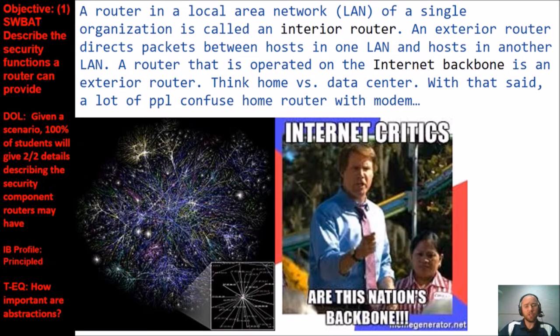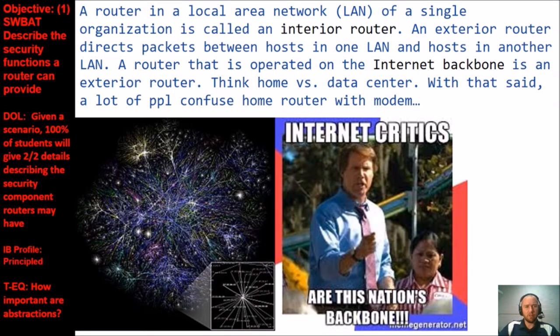Okay, so a couple more things about routers. You could try to figure out where on the OSI model a router would be. Now it says a router in a local area network of a single organization is called an interior router. So that would be maybe an example of your own home. If you have a router, it's an interior one. And I'm thinking absolutely everyone has a router at their house. I just can't imagine a modern home in this day and age without one.